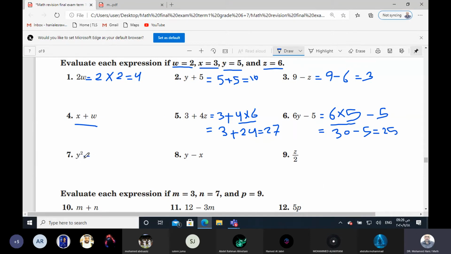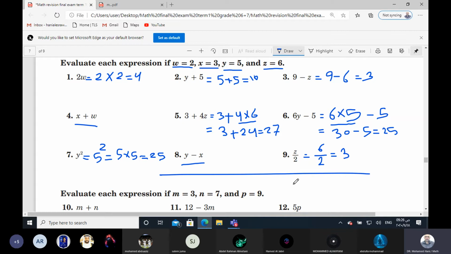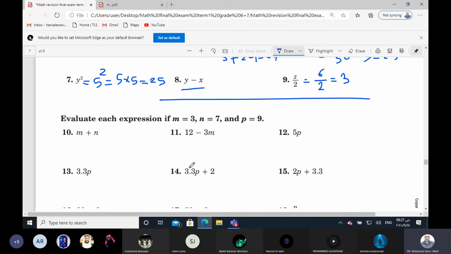Y squared, or y to the power of 2. The value of y is 5, so 5 to the power of 2 means 5 times 5 equals 25. The same idea here: z over 2, where z is 6, means 6 divided by 2 will be 3. Okay, this question here is the same idea as the previous question.